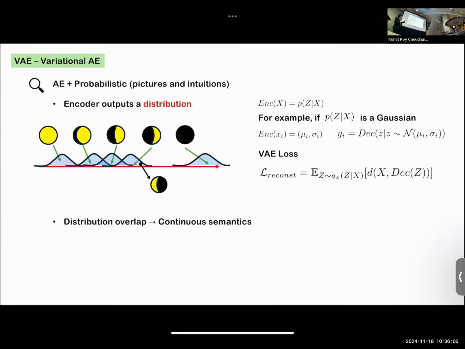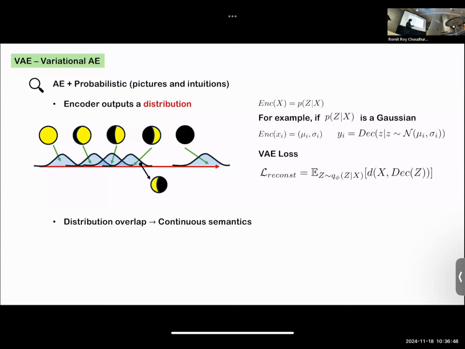Okay, let's first see how the variational autoencoder is going to do it. So we make the encoder output a probabilistic distribution. For example, if this distribution is a Gaussian, the encoder, instead of outputting a vector c, will output two things. First is the mean vector, and also the covariance matrix sigma I. So how do we decode? The decoder samples from this Gaussian, the Gaussian that the encoder defined, whose mean and variance are the encoder's outputs.